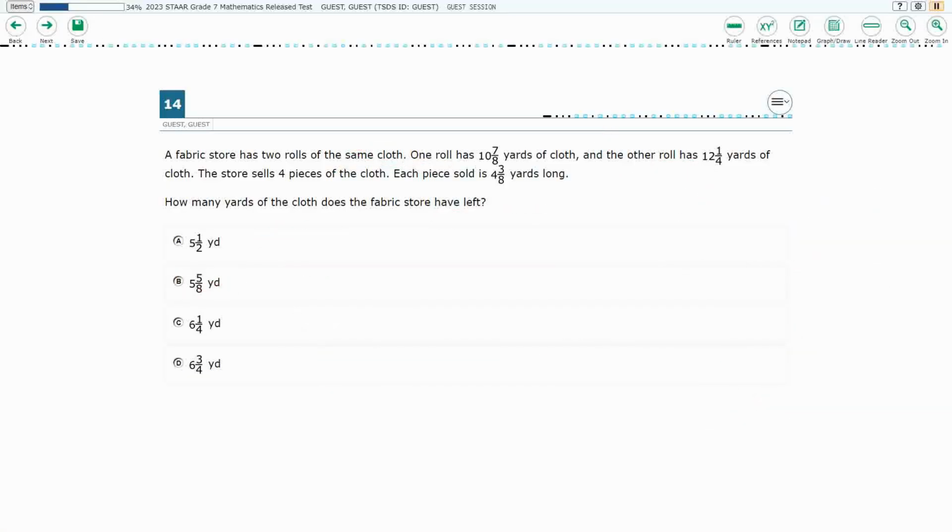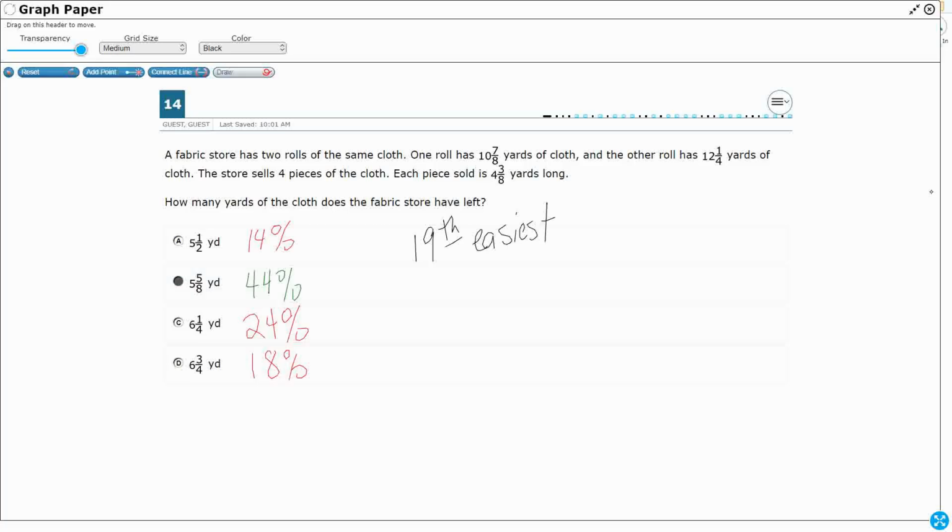Let's see how we did across the state of Texas. So this was the 19th easiest, right in the middle of a 38 question test. We see we got 44% of our students getting it right, so less than 50. Now here's the interesting thing: this particular question had C as an answer choice that was the second most chosen. Almost a quarter of the students chose C rather than the correct answer B. So what is it about C that caused an error?